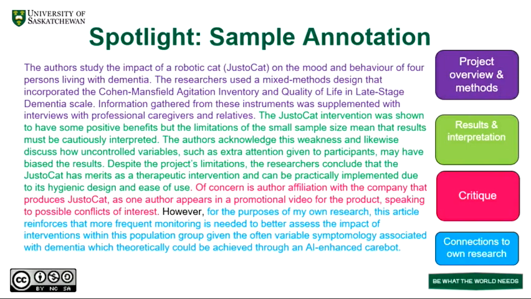All right, so here we have the same annotation, just broken down in terms of the content that is present. So we first have that project review and the methods, so a very, very simple summary essentially. And then we have some results and the interpretation, but then we have that emerging critique. So we're identifying this concern with author affiliation, and then concluding with some references to one's own research topic.